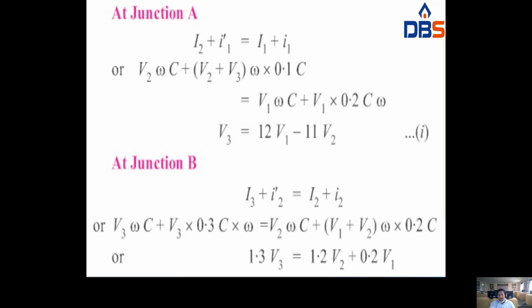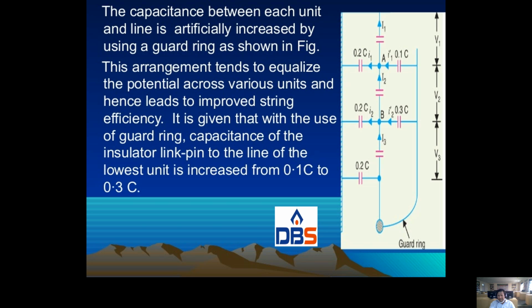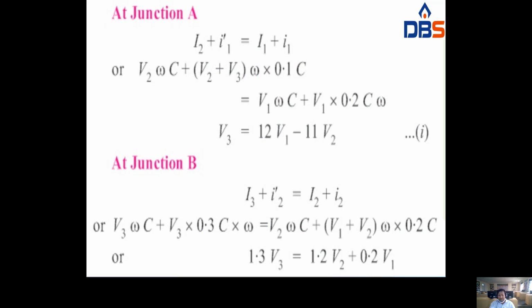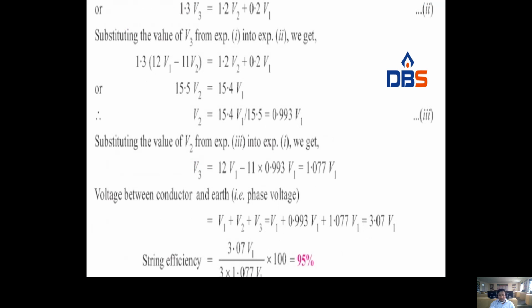Equation 1. As usual, apply KCL at junction B. Incoming is capital I3 plus small I2 dash. Outgoing is small I2 plus capital I2. Therefore, V3 omega C plus V3 into 0.3 C omega is equal to V2 omega C plus V1 plus V2 omega into 0.2 C. By using that, we can determine 1.3 V3 is equal to 1.2 V2 plus 0.2 V1.